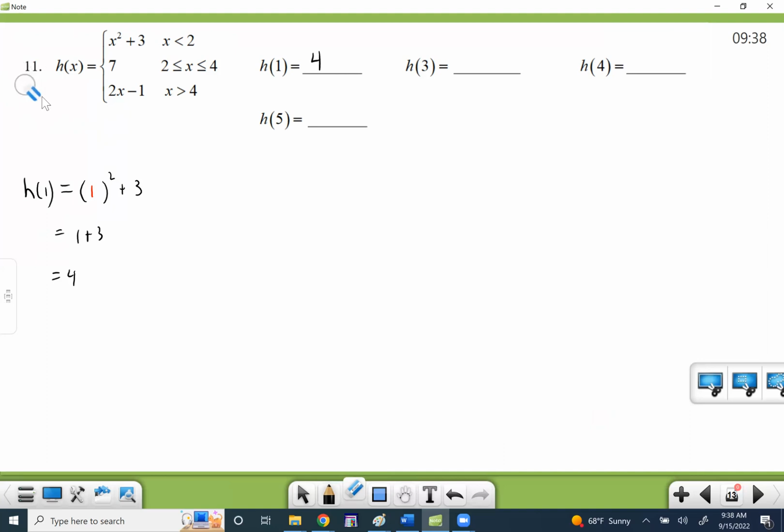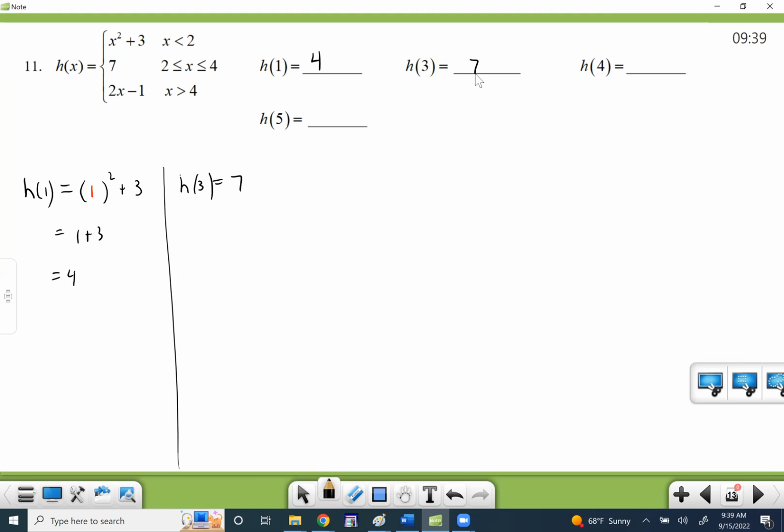All right, now let's go ahead and do 3. So we're going to have to figure out to which one of these inequalities 3 belongs to. Well, for the top one, 3 is not less than 2, but 3 is in between 2 and 4. So it looks like we're going to be using the middle equation, which is just the constant 7. So guess what? Your answer is 7. There's nothing to plug the 3 into.